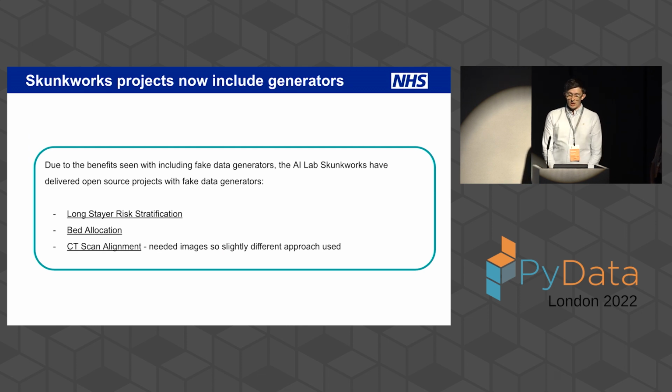As Jennifer mentioned, Skunkworks projects that we produce within the team include fake data generators as standard now. We've delivered a number of open source projects which include them. There's the long stay risk stratification one, which we've been talking about here, which uses a tabular data set. There's a project that looks at bed allocation, so when someone gets admitted to hospital, where they should be placed and on what ward. That needed fake data around hospitals and admissions. And then we've also done a project looking at CT scan alignment. It's a little bit different from those top two, and needed images. The approach was similar, but we produced white noise images of the right size and resolution, so that you could test the code, but without any results.